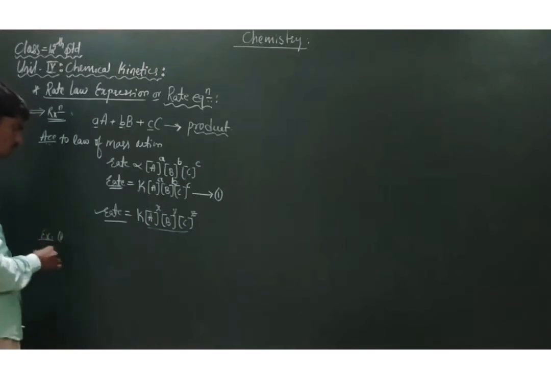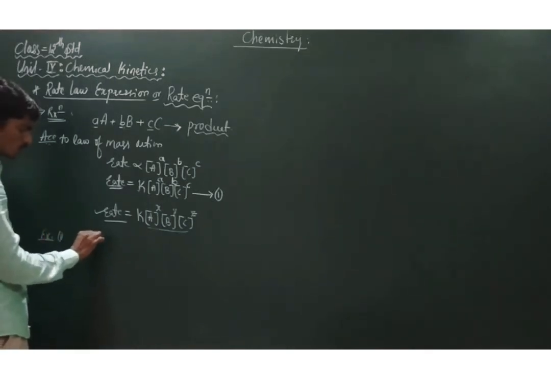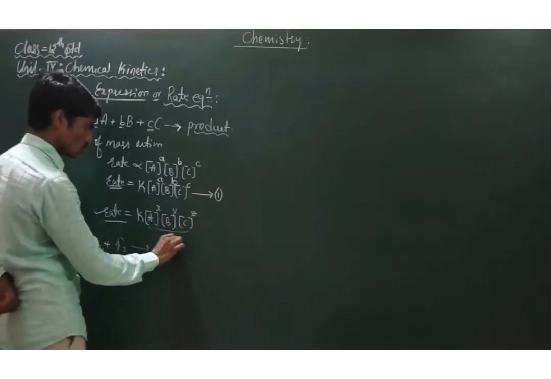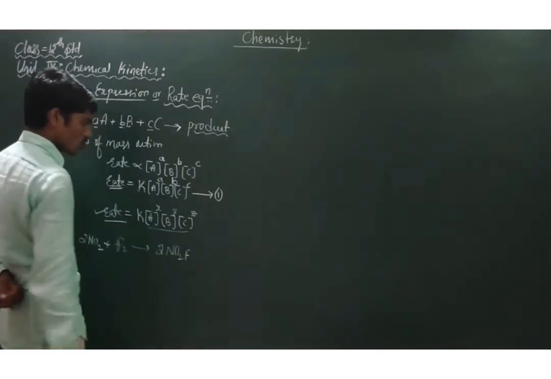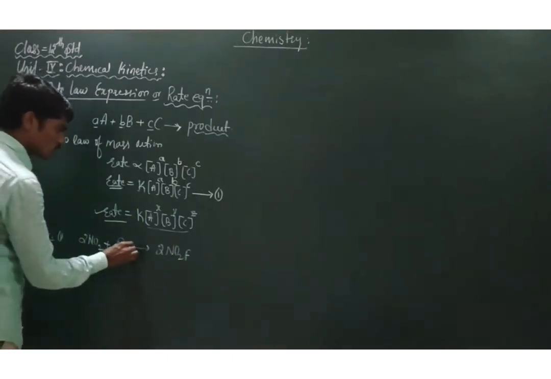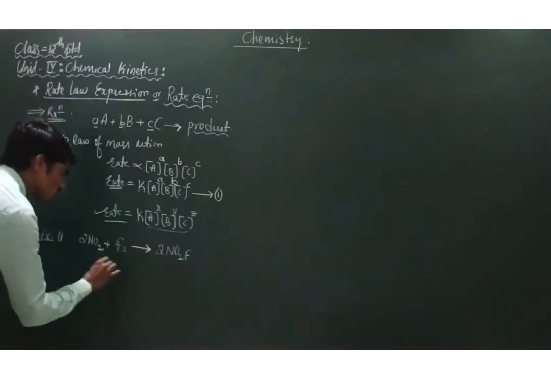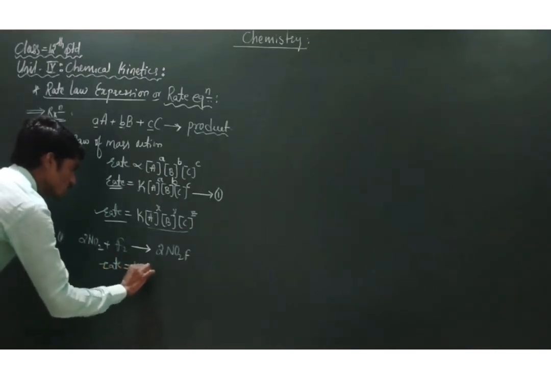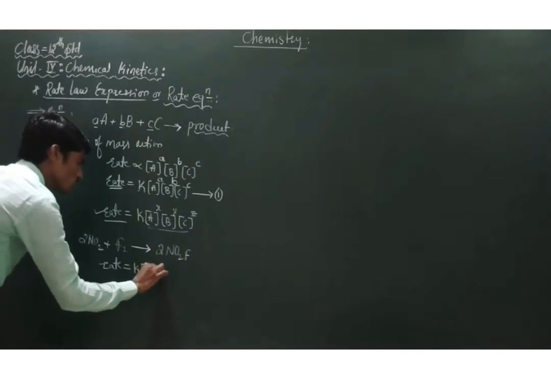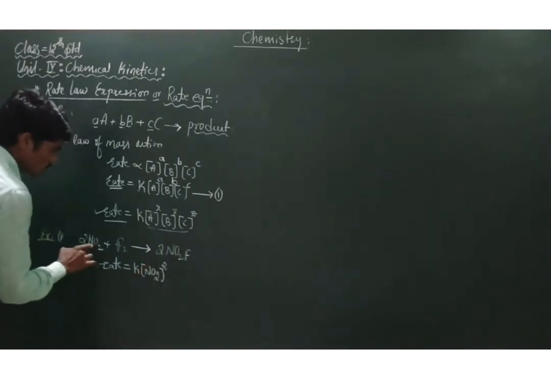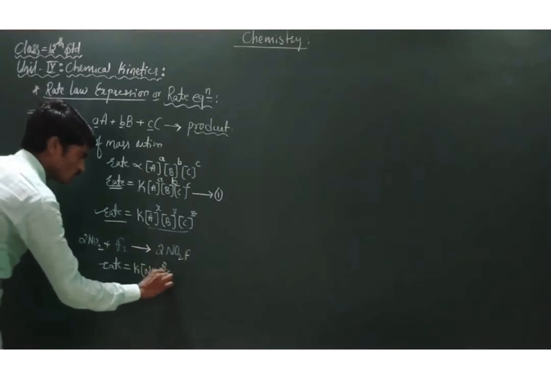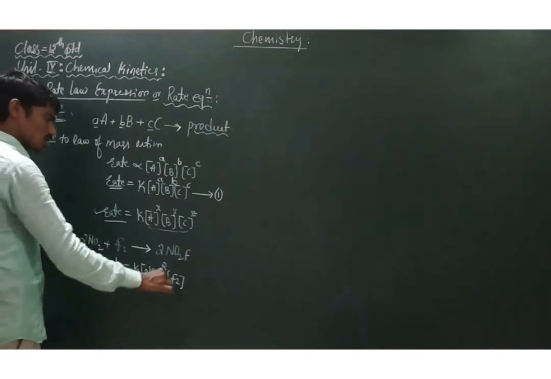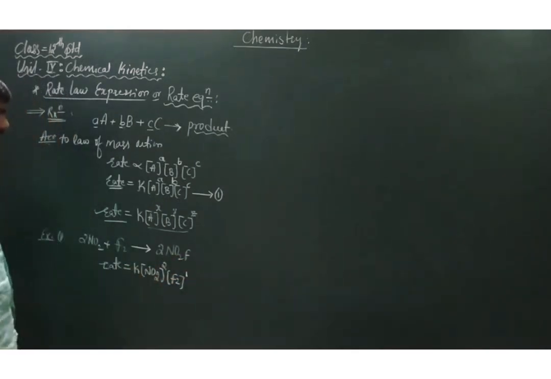Example number 1: NO2 plus F2 gives 2NO2F. In this case, according to the law of mass action, we can write the rate of this reaction as K into concentration of NO2 to the power 2, because its stoichiometry is 2, into concentration of F2 to the power 1. So this is its rate law.